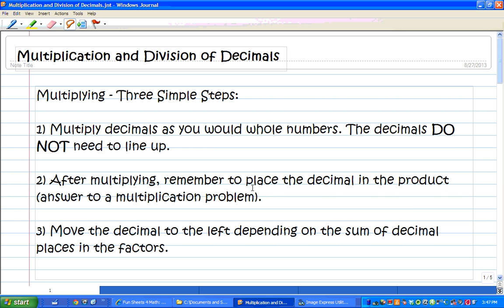Alright, first step, multiplying decimals. Multiply the decimals as you would any whole numbers. The decimals do not need to line up like they do in addition and subtraction, so don't think that they do.